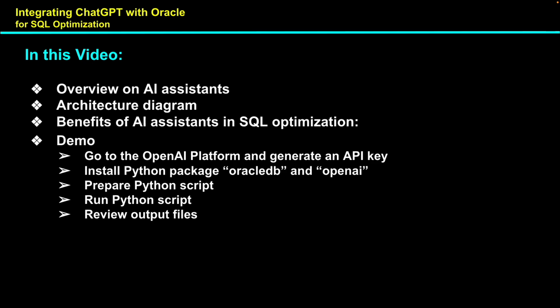And then we'll run this Python script. Then there will be output files generated. That output files will have the recommendations from ChatGPT. Then we'll walk through the output files.